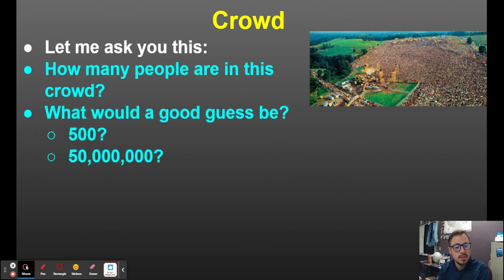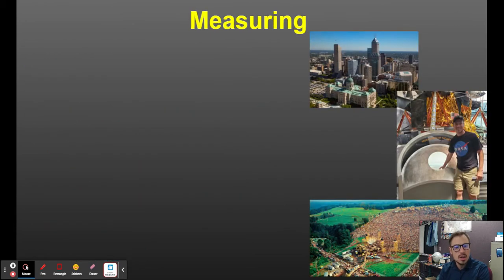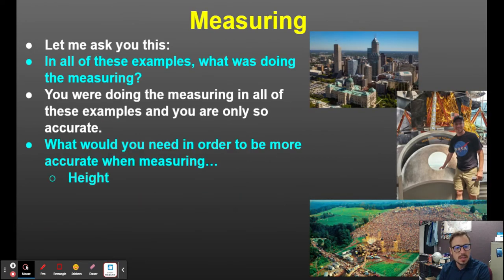Same thing with crowd size. What would be a good guess? 500? No, it's more than 500. What about 50 million? Probably less. Maybe 500,000? Okay, yeah. And if one person were to leave, would you be able to say there's 499,999? Well, probably not.